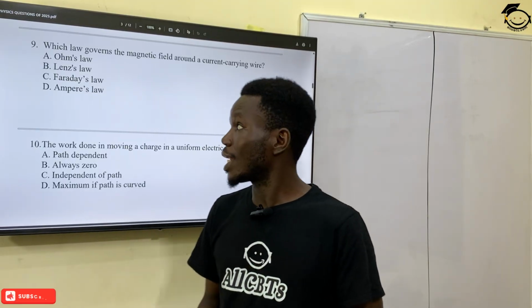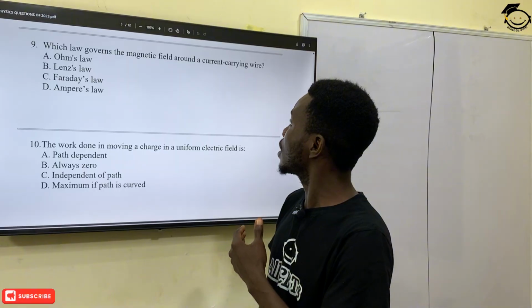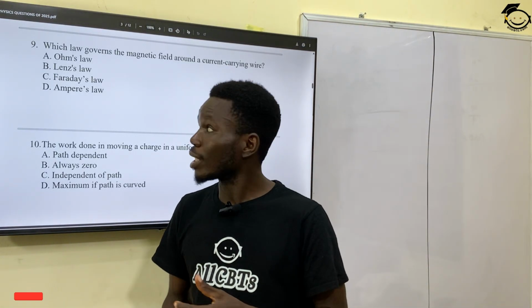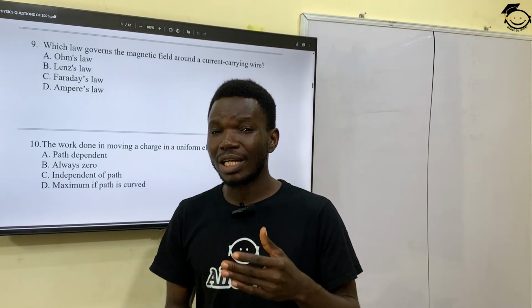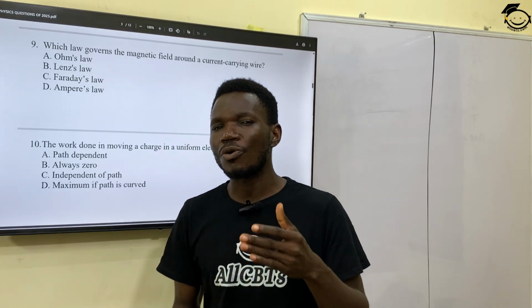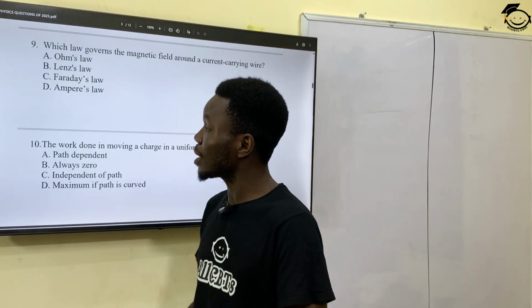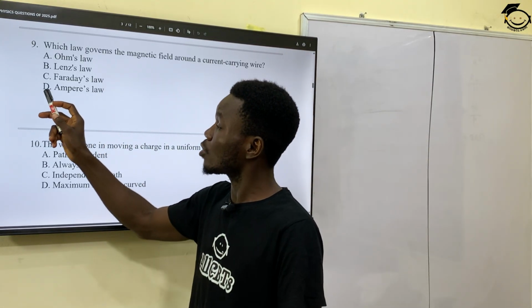So question number 9, which is the next question, says, which law governs the magnetic field around a current carrying wire? The law that governs the magnetic field around the current carrying wire is Ampere's law, which relates the magnetic field in a loop to the current passing through the loop. So the correct answer to this question number 9 is Ampere's law, which is option D.